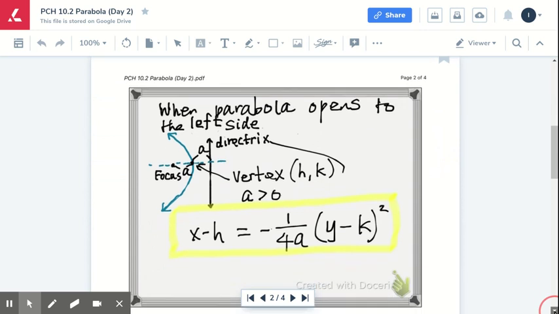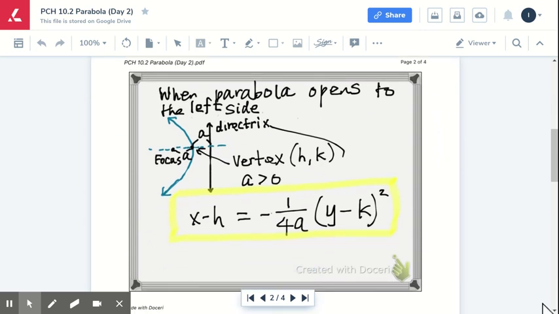Okay, so the next slide. This is when the parabola opens to the left. So the focus is on the left side, the directrix to the right, and the vertex in between, with a, the distance between vertex and focus, and vertex and directrix, defined the same way, where a is positive.